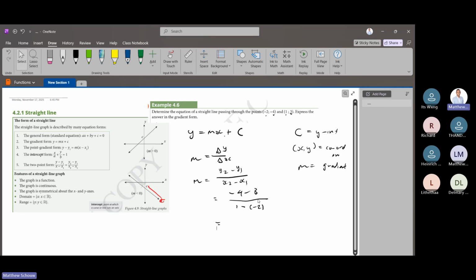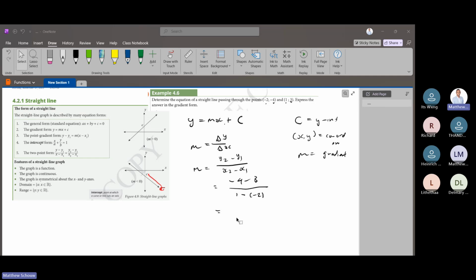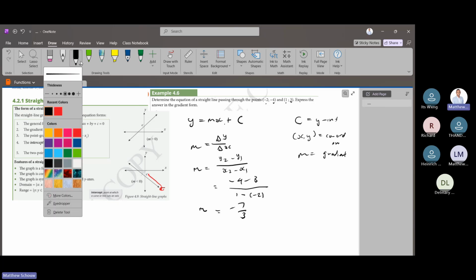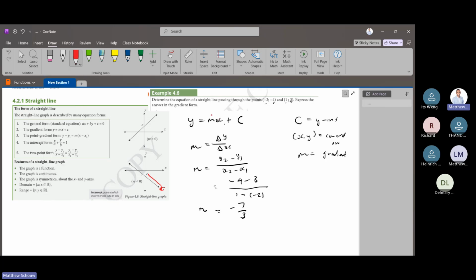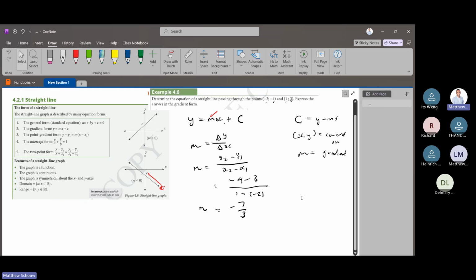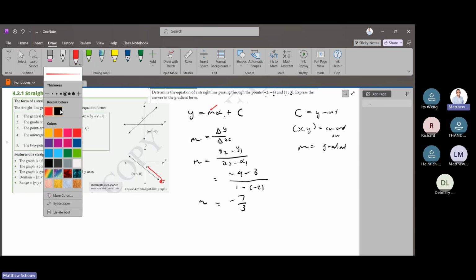So if you solve this, you should get a gradient of, I believe, -7 over 3. Yes. So that's a negative gradient. Once you have that, you have this part, right? So now you need to get the equation. Obviously, you can just substitute values into this thing here.